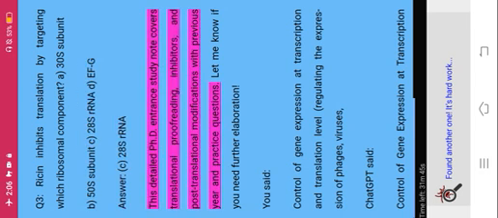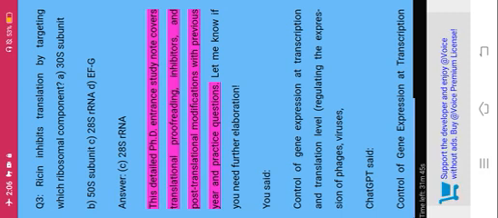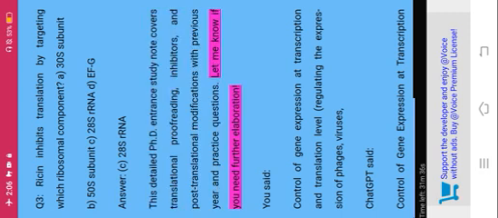This detailed PhD entrance study note covers translational proofreading, inhibitors, and post-translational modifications with previous year and practice questions. Let me know if you need further elaboration.